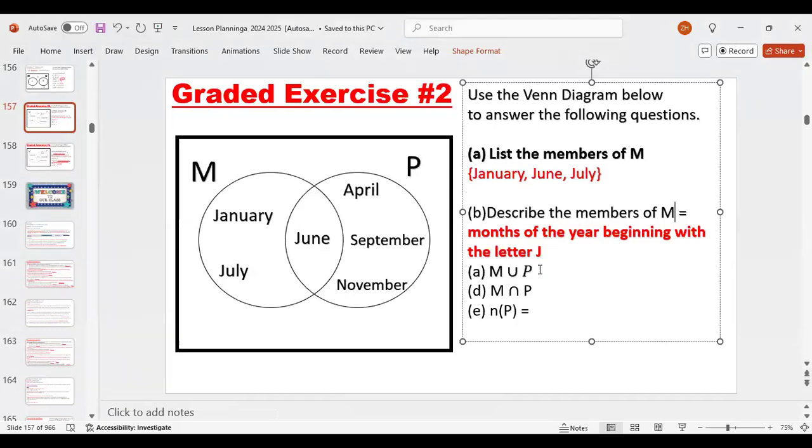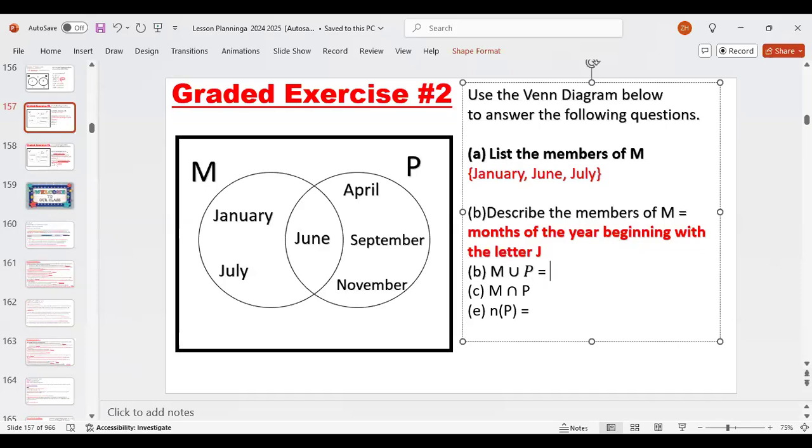Okay, M union P. January, April, June, July, September, November. Very good. So the union is going to be everything inside M and P, including the intersection. So what do we have for that?